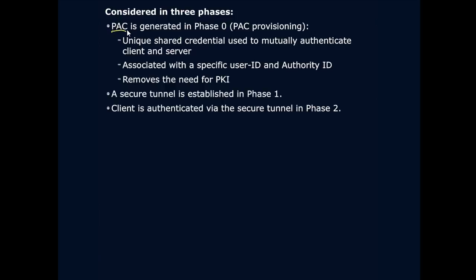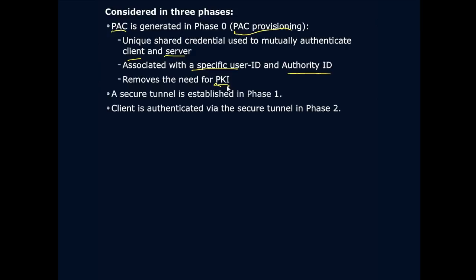Now, in phase 0, that means before we even start this process, we need to have PAC provisioning. We need to have the credentials installed on the client and server. We can do this either through some other MS-CHAP or some other type of technology, but we need to have these protected access credentials in place prior to this process starting. We need to associate a specific user ID and authority ID. So the client needs a user ID and the server needs an authority ID. And this removes the need for a public key infrastructure.